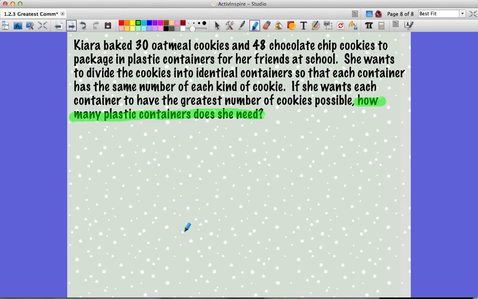All right, so the question is, is she looking for the greatest common factor here, or is she looking for how to split up her cookies? I want you to choose that, and then you can show me what you choose as the right answer on Edmodo when you take your quiz.